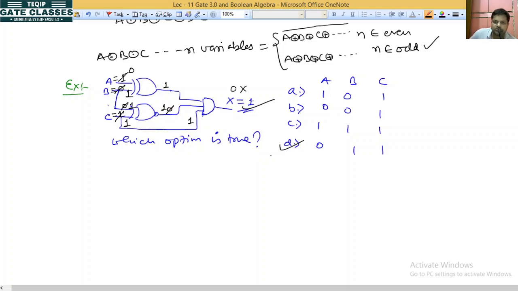In the similar fashion, you can check B and C also. So this is not correct. This is also not correct. This is also not correct. So option D is correct.